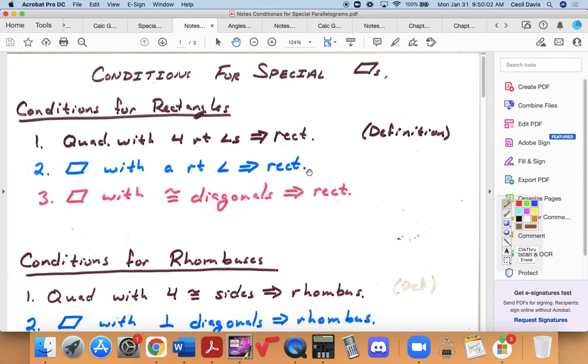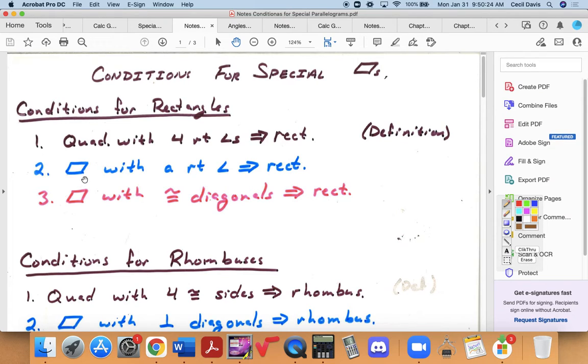So here are the conditions for rectangles. Any of these three will be enough for you to know that the figure you have is a rectangle. The first one is the definition, a quadrilateral with 4 right angles. That's got to be a rectangle. That's the definition of a rectangle.